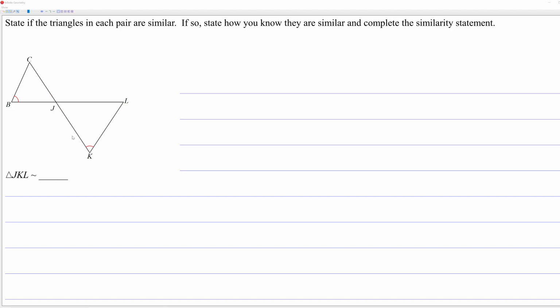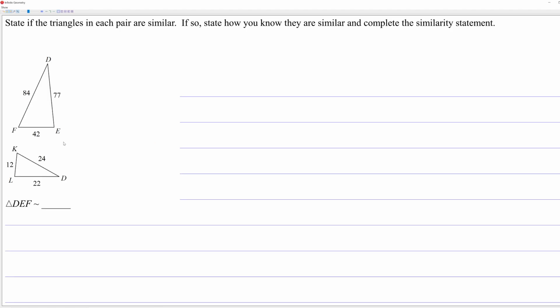Let's do one more. You could probably guess what the answer is going to be. We have no information about the angles. All we have to do is compare the corresponding sides. Let's pick the smallest side in the top triangle and compare that to the smallest side in the other. So we're going to compare 42 to 12. And now let's go to the middle side. That's 77. The middle side here is 22. So we're going to compare 77 to 22. And then finally, compare the largest side, 84, to the largest side, 24.